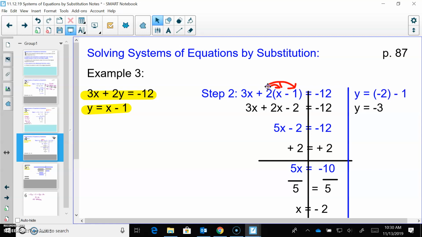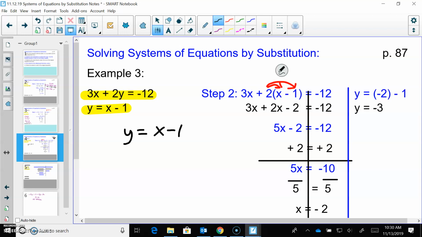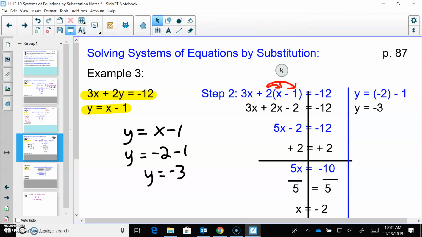So once again, now we figured out what x is, so now we need to figure out what y is. I'm going to use that second equation because it already says y equals. So all I have to do is plug in negative 2 for x. It says y equals x minus 1, so y equals, instead of x now, I'm going to do negative 2 minus 1. And when I do negative 2 minus 1, that's going to end up giving me negative 3, which is my other solution for the ordered pair.